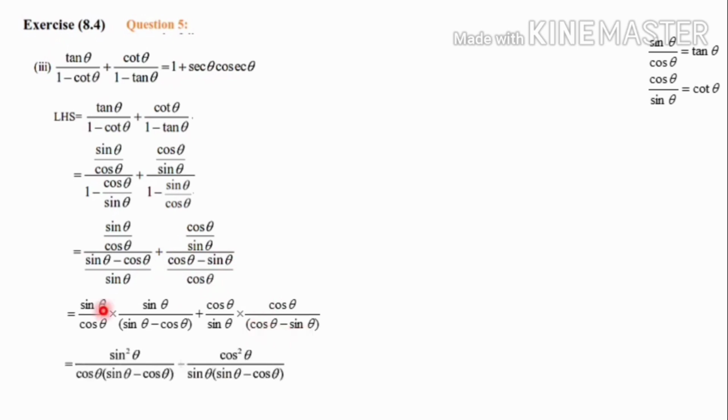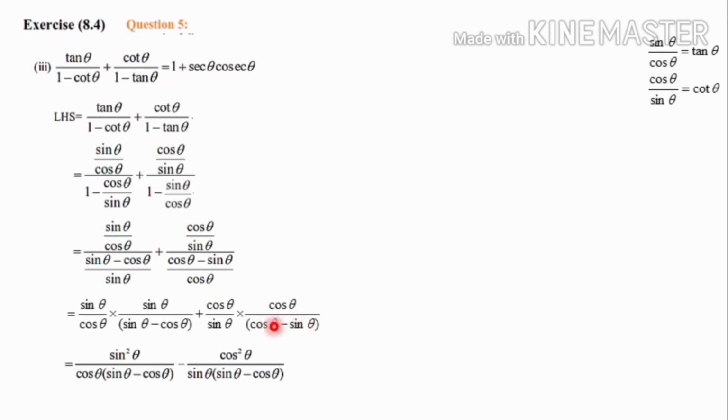Then go for the calculation: sin theta into sin theta, that is sin square theta; cos theta into sin theta, cos minus cos theta, that is written here. Here there is a plus sign but I put a minus here. Let me explain it. Here cos theta minus sin theta is there in the denominator, so I have changed it to sin theta minus cos theta, which means I have taken a minus sign out from here. That minus comes here, plus into minus is minus. So the denominator becomes sin theta into sin theta minus cos theta.